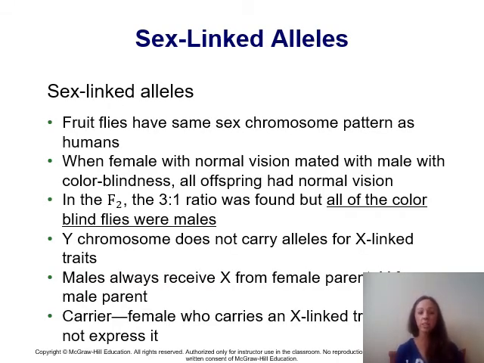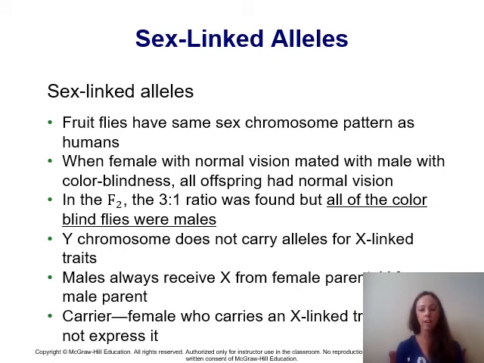Sex-linked traits can be confusing. For example, the gene for vision is found on the X chromosome. When studying this trait in fruit flies, the P generation had the female with normal vision and the male with color blindness. After mating the F1 generation, the F2 generation showed 3 flies with normal vision and 1 fly with color blindness. The ones with color blindness were all male.